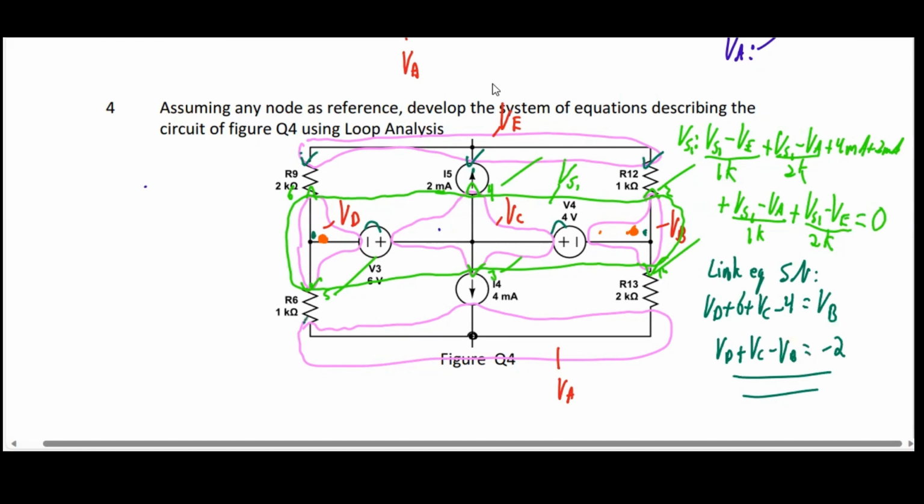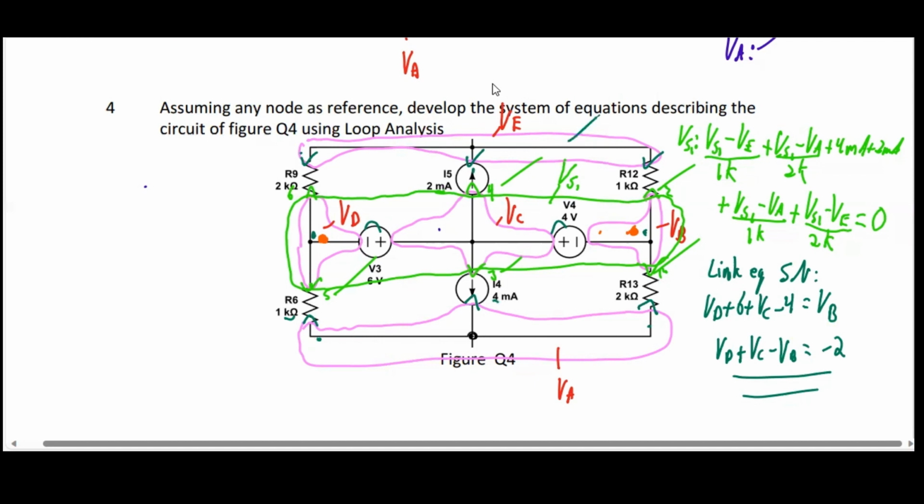VA, same thing. I assume everything is going out. So this here is going against, so it would be minus 4 milli, going against what I assume. This one here, same thing. We're coming from VA, we're going to the supernode. So we have VA subtract VS1 divided by the resistance between them. This here is going to be minus 4, so plus minus 4 will be minus 4. This one here, we're coming from VA, we're going to the supernode, so VA minus VS1 divided by 2K, and all of that is equal to 0.